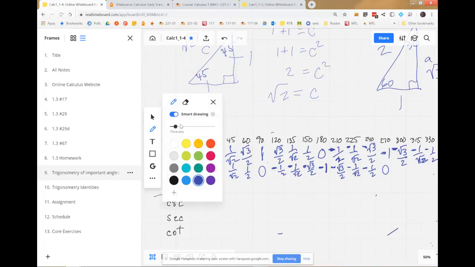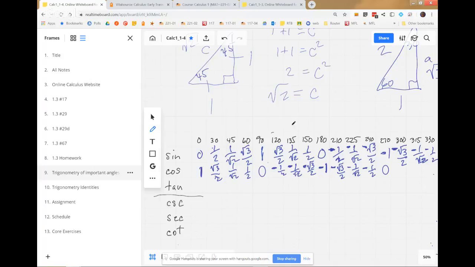Picked up some garbage down here on the bottom, so I'm going to do a little cleaning of the slate here. All right. So, continuing. Move this over a little bit.